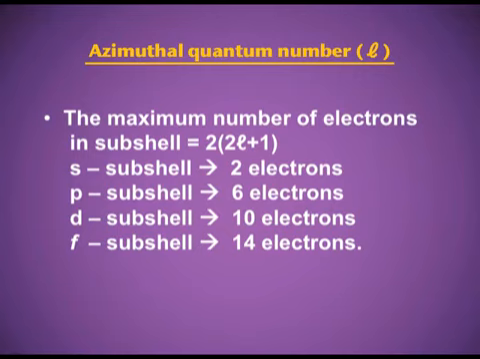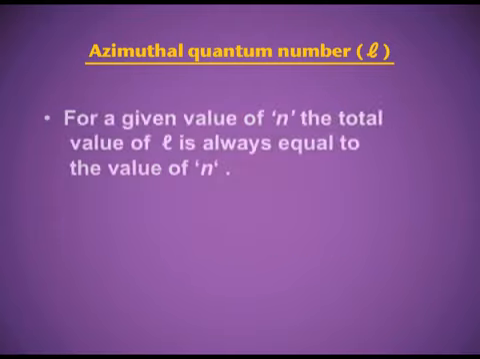The maximum number of electrons in the subshell will be given by the formula 2 into (2l plus 1). The s subshell can accommodate a maximum of 2 electrons, p subshell can accommodate 6 electrons, d can accommodate 10 electrons and f subshell can accommodate 14 electrons. For a given value of n, the total number of l values is always equal to the value of n.